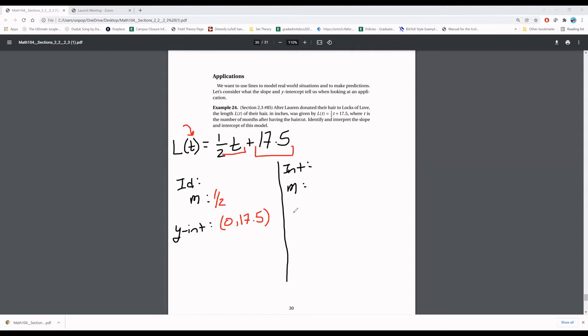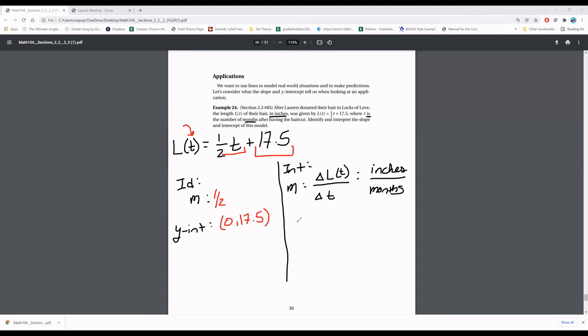We might want to know what the units are in that case. Well, this is rise over run, which says change in y over change in x. In this case, L of t is our y. So changing L of t. And our x is t. What are the units on L of t? Well, let's go back and look. L of t is the length of hair in inches. Okay, so this is inches. And t is the number of months. So this is months. This tells me that my slope has units inches per month.